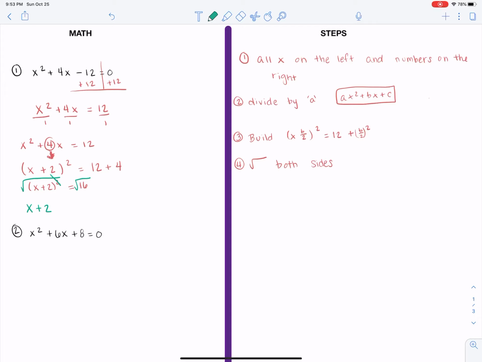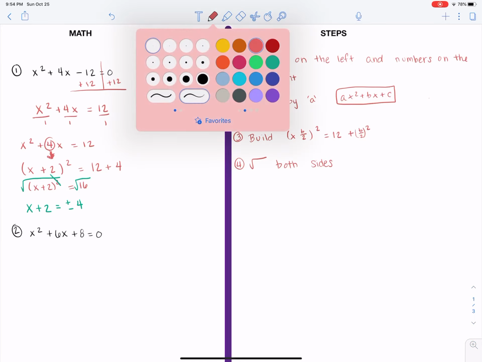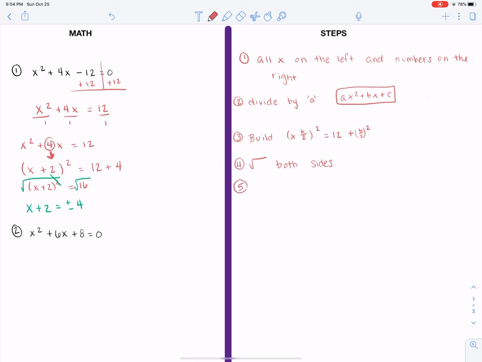When you square root 16, the square root technically always has two answers. You get a positive 4 or a negative 4. Because positive 4 times positive 4 is 16, but negative 4 times negative 4 is also 16. So when you take the square root of a normal number, you get the positive and negative answer of that, okay? All right, next step, step 5. We're going to solve for x.